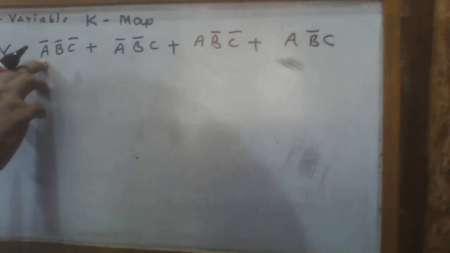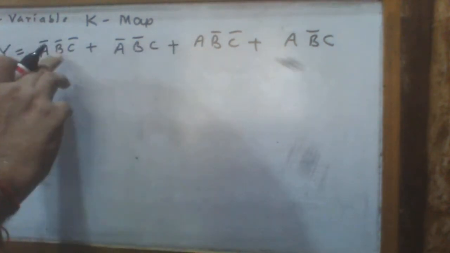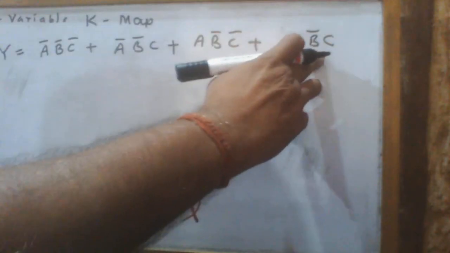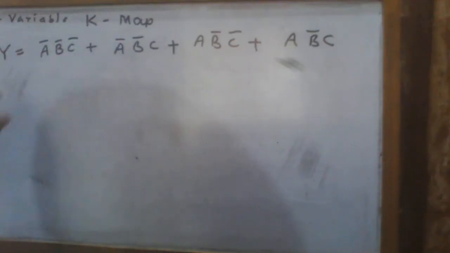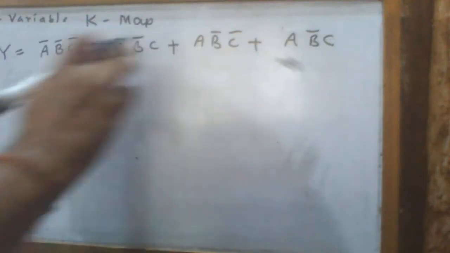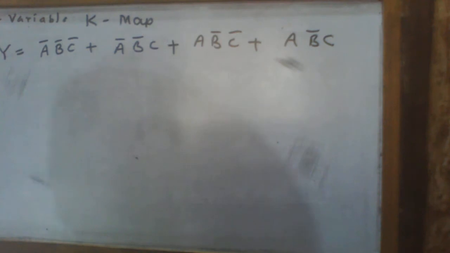Here a bar is in complement form, but here it is in true form. Here b is present in complement form, and everywhere b is present in the complement form. I mean, in each term, all these three variables are present either in true form or complement form.